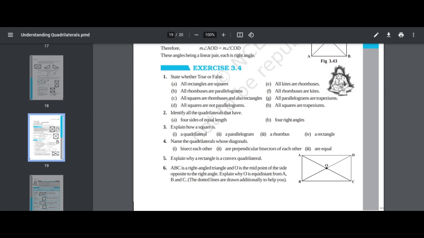C. Now, quadrilaterals whose diagonals are equal. Can it be a square? Yes, for the third part the diagonals are equal, like in a rectangle and a square. These two.